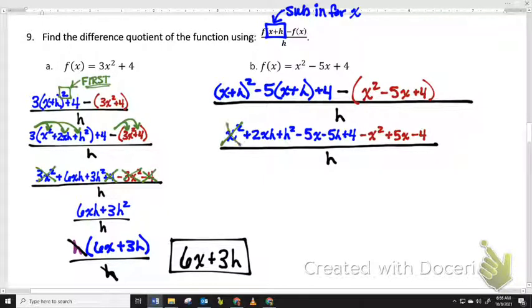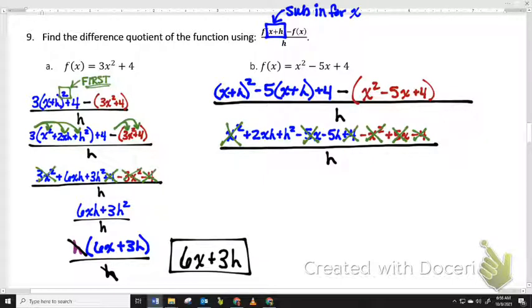Like terms, so that's going to be the x squared. Basically, everything in red should cancel. Everything that you're subtracting should cancel. If it doesn't, then you've messed up somewhere. Everything after the subtraction sign should cancel every time when we do these.